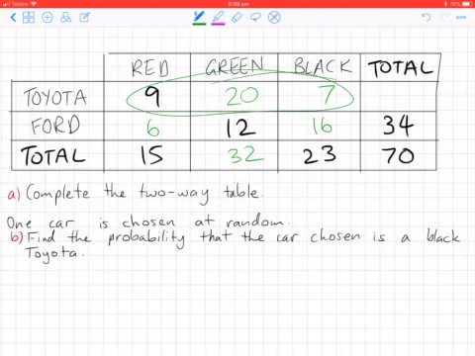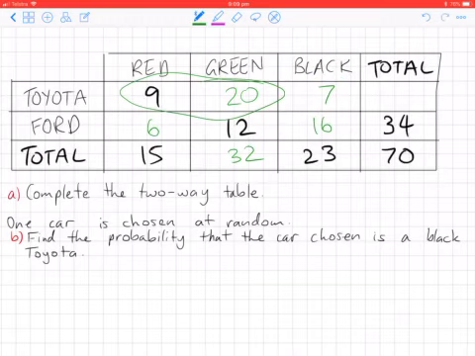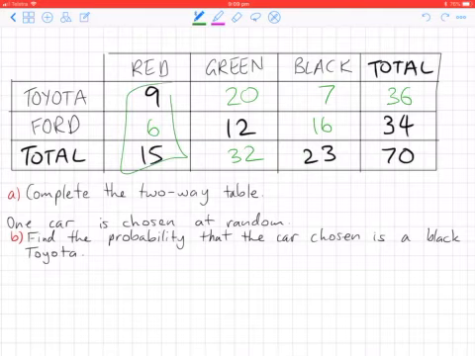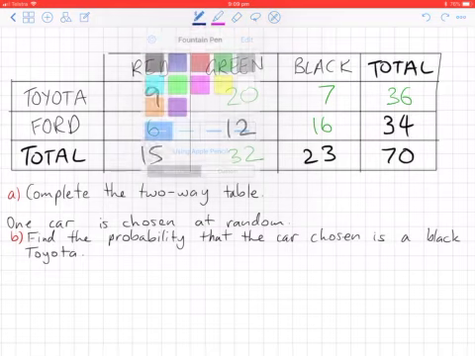And finally, adding this up, 29 here plus 7, 36. That means that the total here is 36. And you can see 36 plus 34 will equal 70. No matter where we look, your totals are going to add up correctly. If you did this correctly, all of those totals will add up. Okay, so nice and easy question to solve. Good collection of marks there.